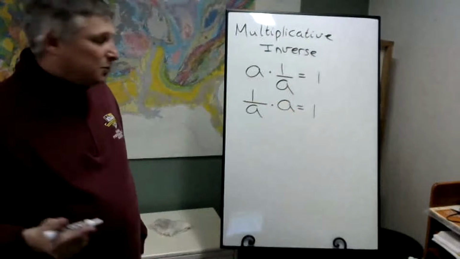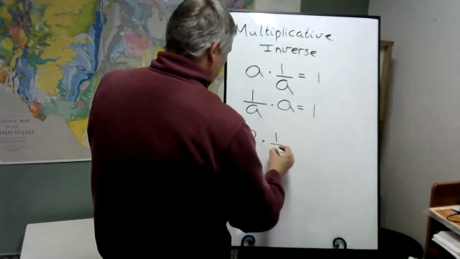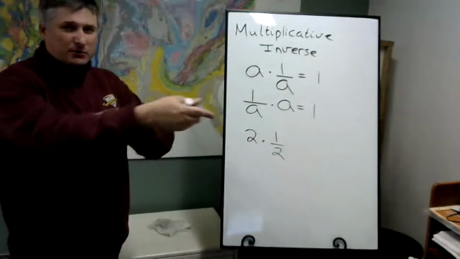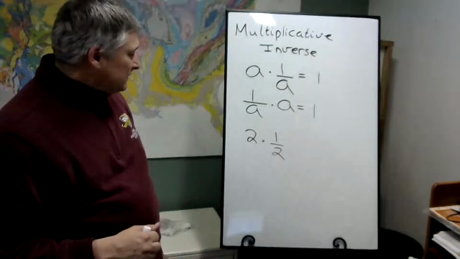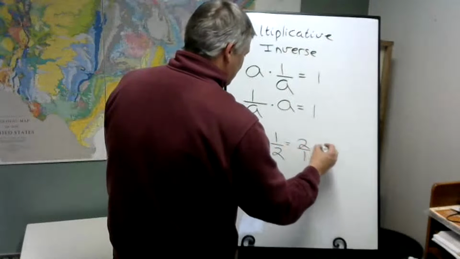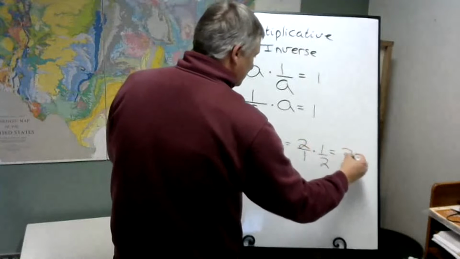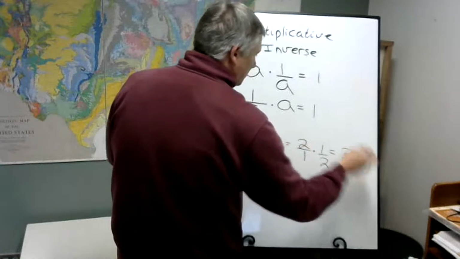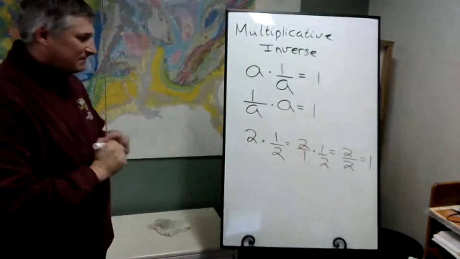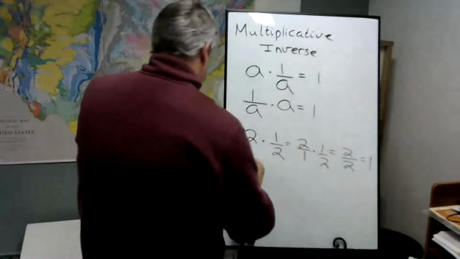The reason this is true, let's say you have 2 times its reciprocal, or 1/2. Reciprocal is the flip of a number. You'll get 2 over 1 times 1 over 2. Multiply across, you'll get 2 over 2, or 1. And I should mention that is what a reciprocal is.